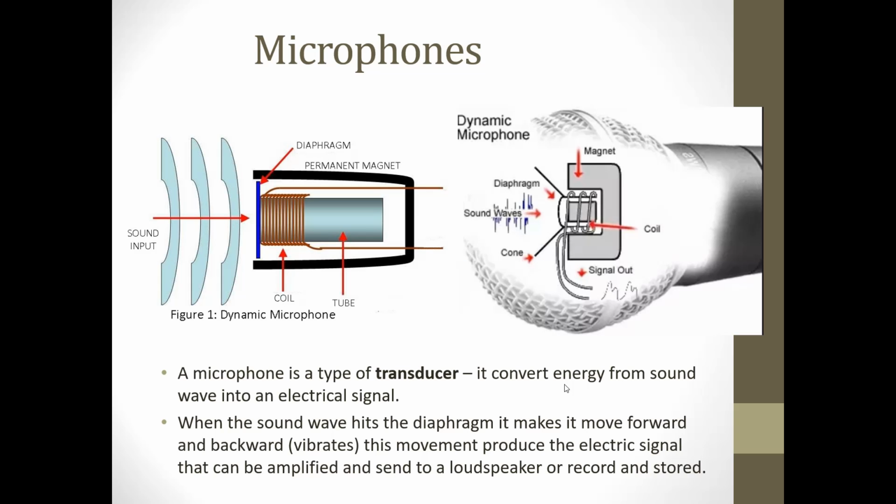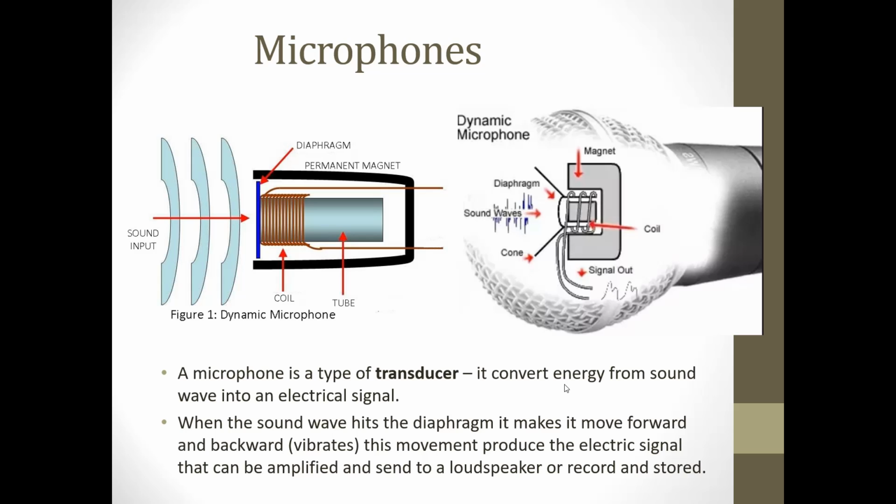Now, I will jump into the microphones. A microphone is a type of transducer. It converts energy from a sound wave into an electrical signal. So, what is a microphone? It takes the wave and it converts it to an electrical signal. Only like that. The microphone never produces a sound. The loudspeaker produces the sound, but the microphone is just a transducer, which means it converts energy from a sound wave into an electrical signal.